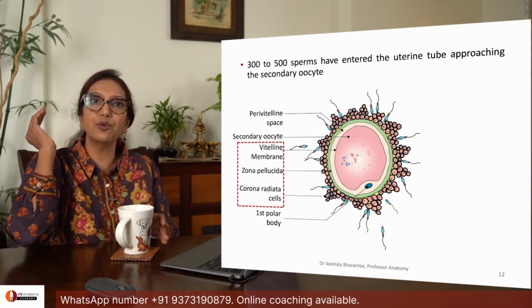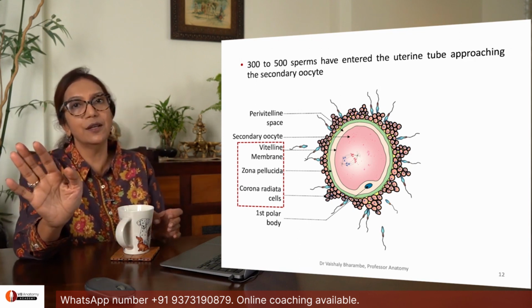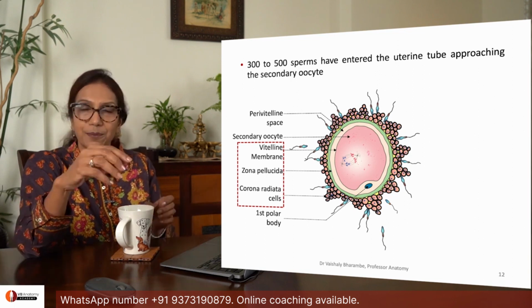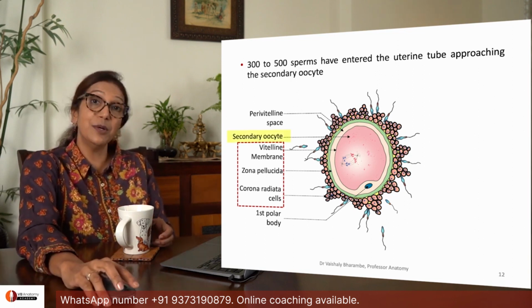If the sperms manage to pass through this, then only can they enter into the secondary oocyte. Otherwise, they cannot. Okay? So, that's the sperm's challenge.